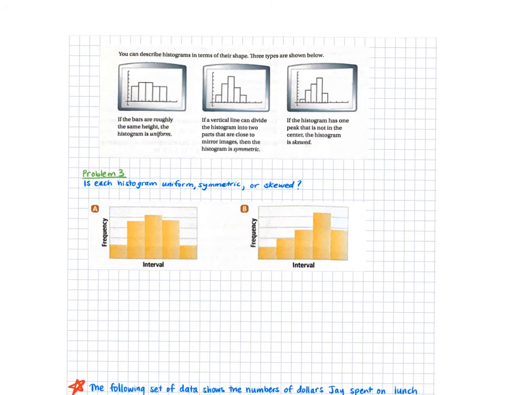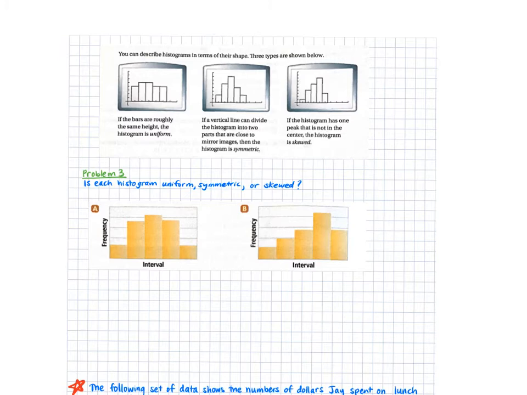Okay, and then what to do with histograms. So histograms have all different kinds of shapes, but there are 3 types that are shown here. If the bars are roughly the same height, we call this histogram uniform. If a vertical line can kind of divide the histogram into 2 parts, so in the middle there's more, and then fewer on the ends, that's symmetric. But if it has 1 peak that's not in the center, then it's skewed.